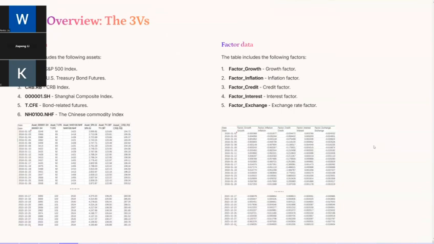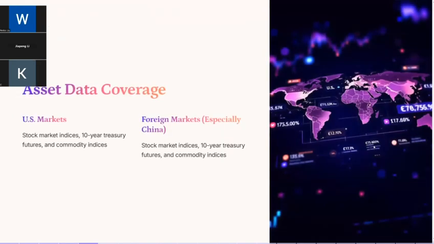And here is our data. We use asset data like S&P 500 index, US Treasury bond futures, and so on, and also look at the factor data. There's growth factor, inflation, credit, interest, and exchange rate, and so on. As you can see, we not only focus on US markets, but we also look into foreign markets, especially in China.